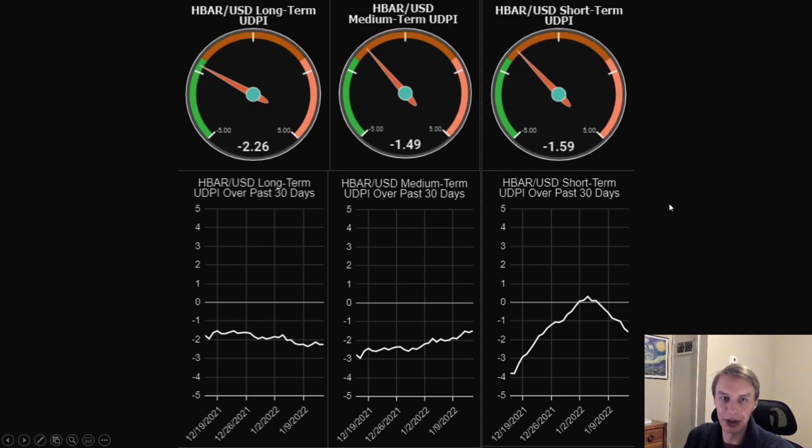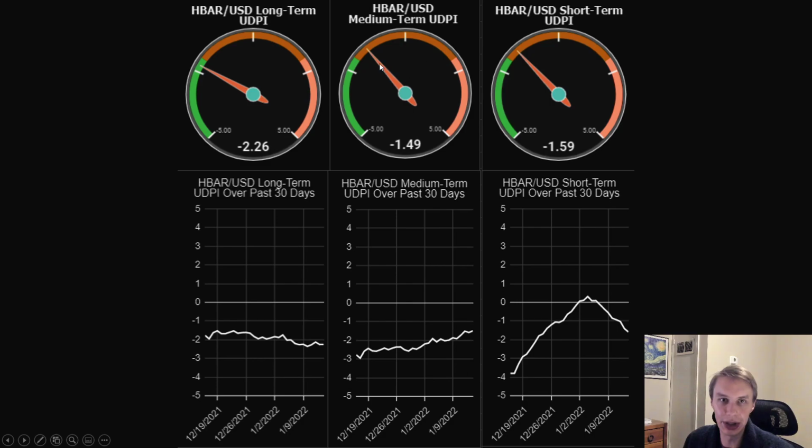So to talk specifically about where we are right now, I've pulled the exact levels of the HBAR UDPI. For the long-term UDPI, we're at -2.26. That's basically saying that it thinks there is notably more upside potential than downside potential that's realistic in the longer term and over the coming months. But certainly not impossible for HBAR to realize some of that downside potential.